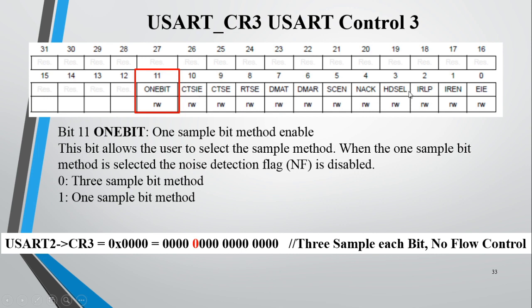And the other bits are used for flow control. This flow control I am also not using. That is why all the other bits are 0. So by default, flow control is not there. Flow control means acknowledge bits are not used in our serial transmission. We are not using any acknowledgement bits. So by writing CR3 equal to 0x000, you are configuring 3 sampling and no flow control.